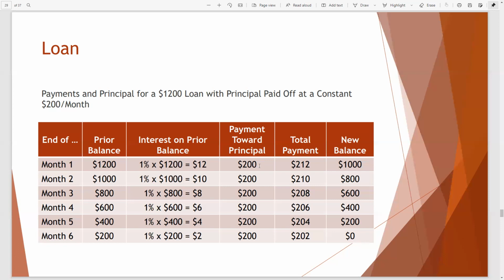So we keep the same idea. The interest rate is applied to the prior balance, and the principal you pay is the same amount, but the total you pay every month is different. That's 212, 210, 208, and so on. The last month is only $202, and at the end you pay off the money you borrowed.